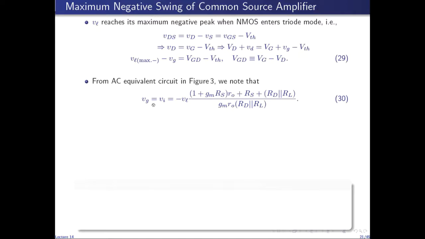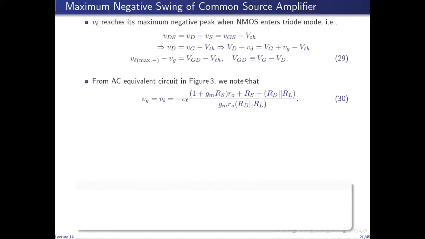And we know that VI is equal to VG, because the voltage at the gate with respect to ground is the input voltage of the amplifier. So VG, we can express through the expression for the loaded gain, which relates VL with VI. We can express VI with VL and hence VG with VL. And under this condition, we replace VL with VL maximum negative.